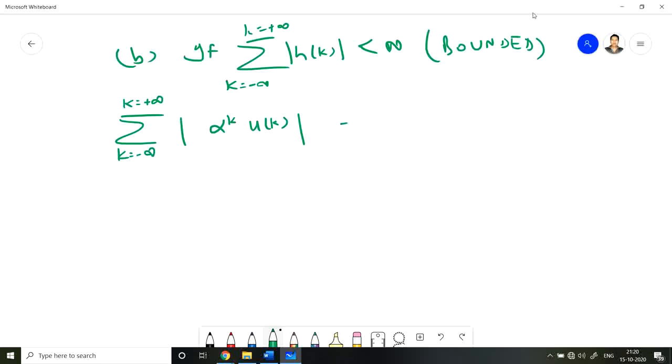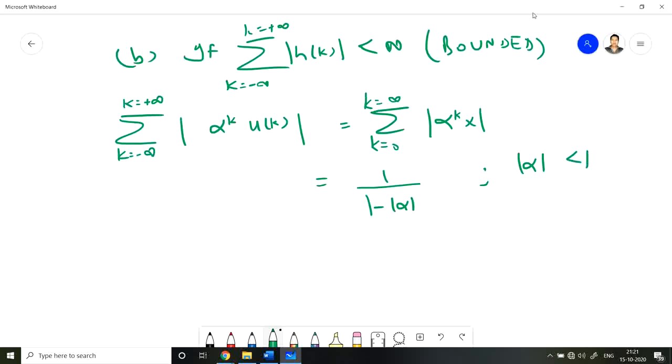And the solution of this problem is that since u[k] is only defined for positive values, from k equal to 0 to k equal to infinity, we can write it as alpha raised to the power k into 1. Now what will we get here? We will get that the solution of this is 1 divided by 1 minus modulus of alpha, and this modulus of alpha is less than 1. Now there are conditions.